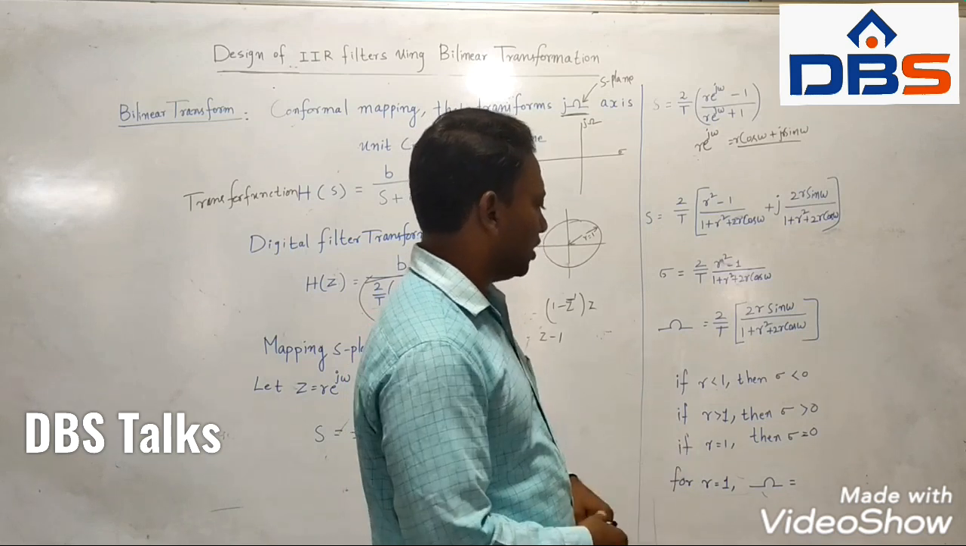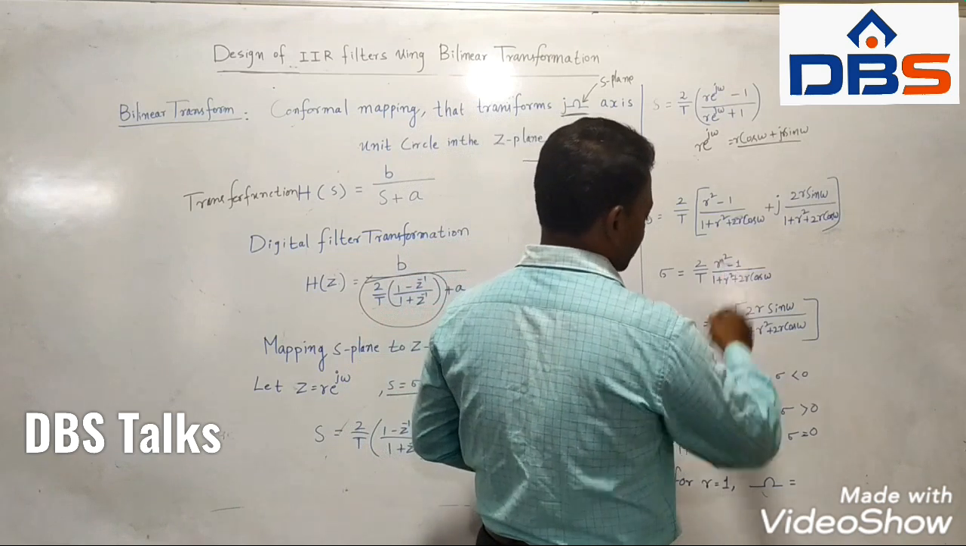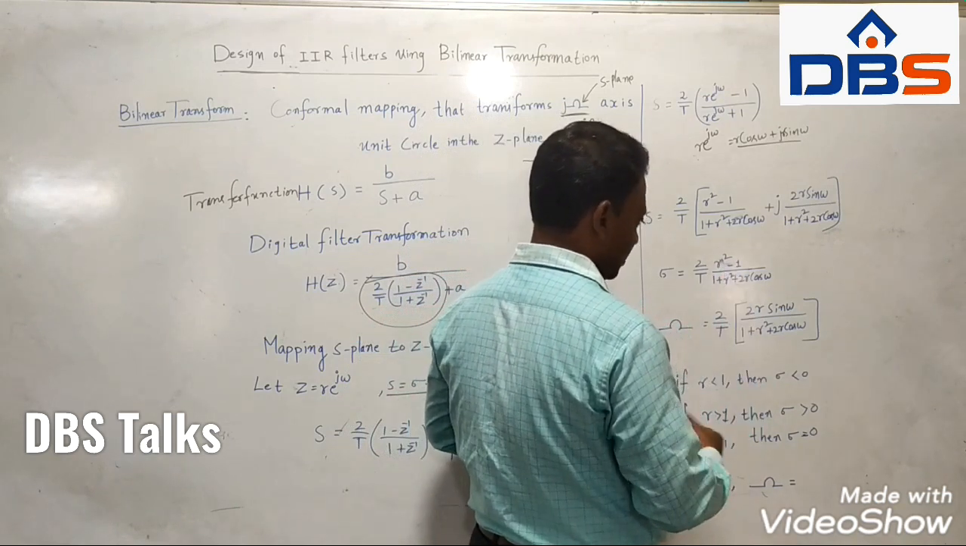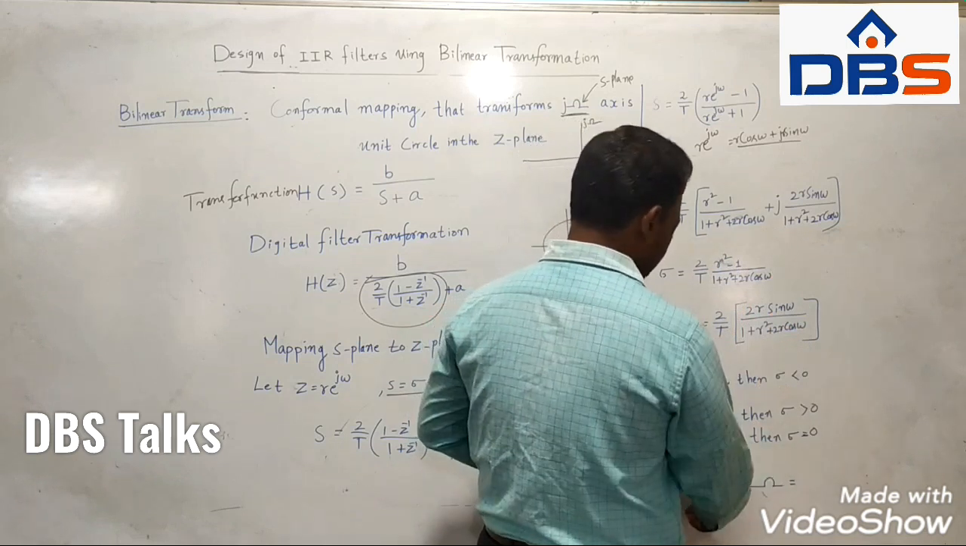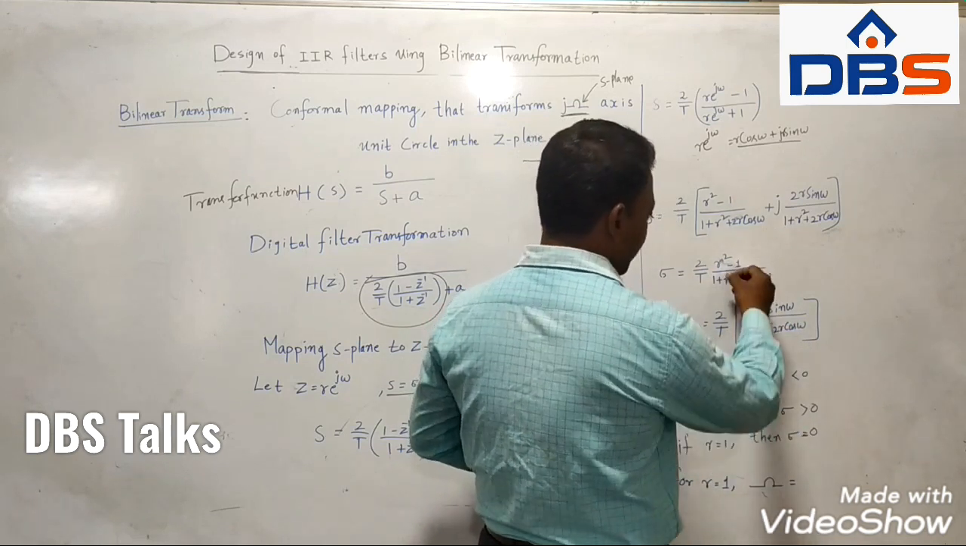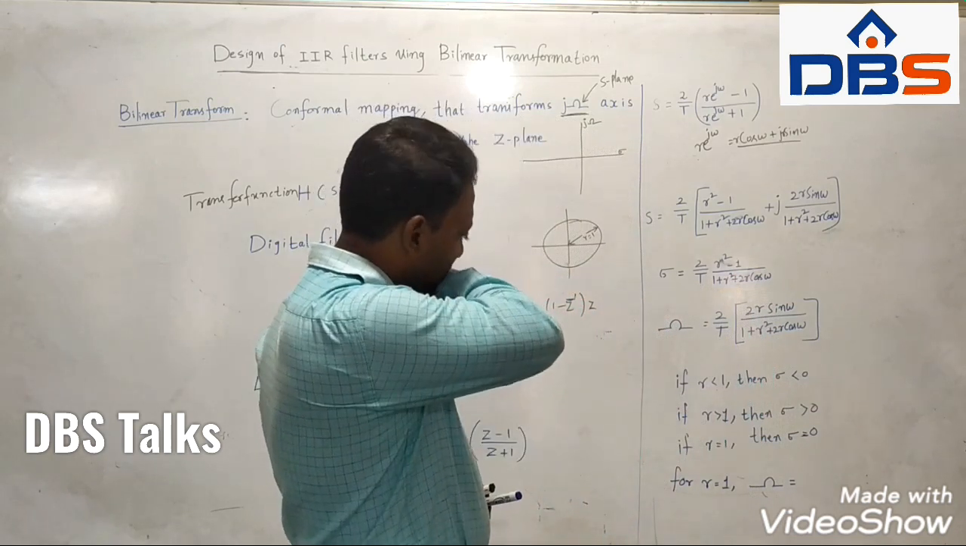And if r is equal to 1, then sigma is 0. Because when r is 1, r square minus 1 is 0, means 1 square minus 1 is 0. So then you will get a sigma value 0, which means the real part becomes 0.